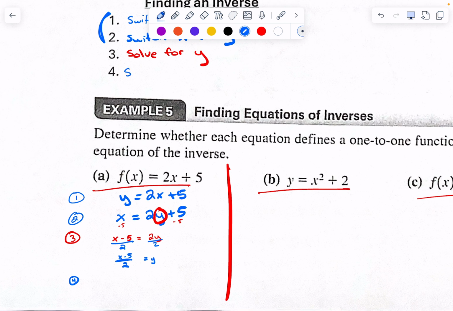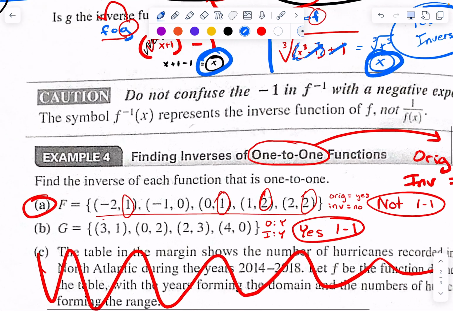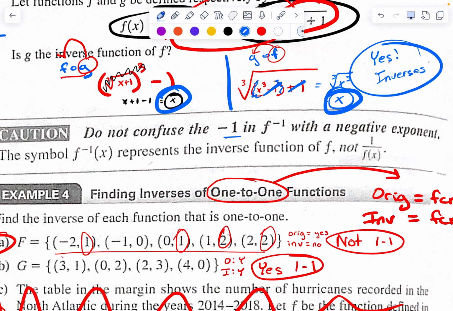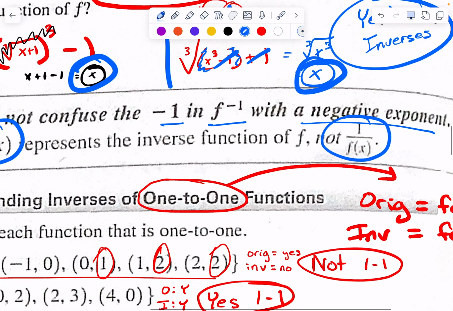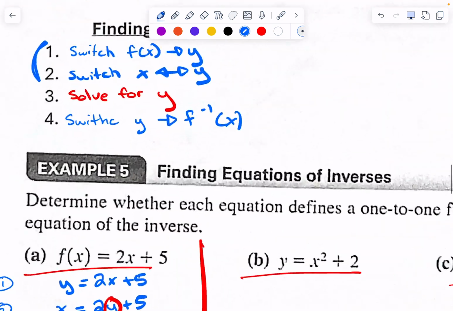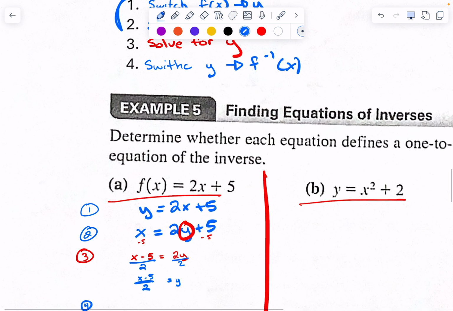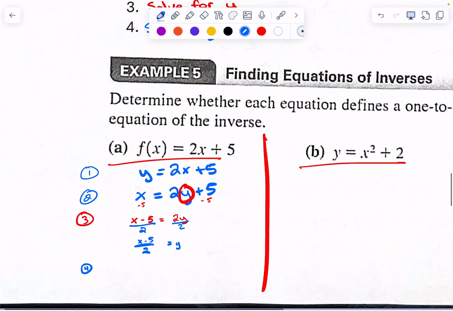Step number 4: you switch y and call it f inverse of x, which looks like f to the -1 power. Do we remember this a little bit? Now, it's not actually f to the -1 power. There's a note that says, caution, do not confuse the -1 in f to the -1 with a negative exponent. F inverse is not the same thing as 1 over f of x, which is what the -1 power would do. They just ran out of things to call it, I guess.